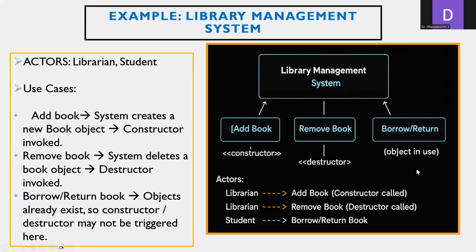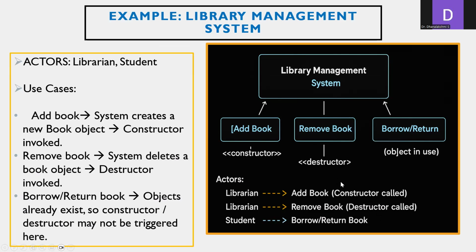Here in this example, the main actors are the librarian and the student. The librarian adds or removes the books. The student borrows and returns the book. So the two are the main actors. The librarian can add the book or remove the book, whereas a student can borrow or return the books.